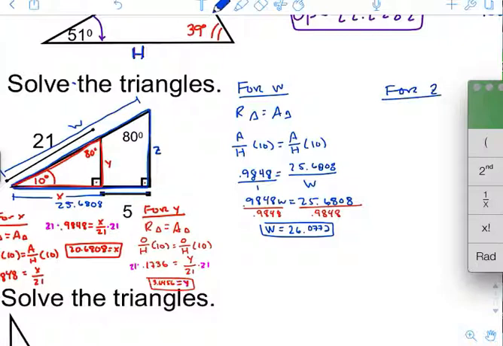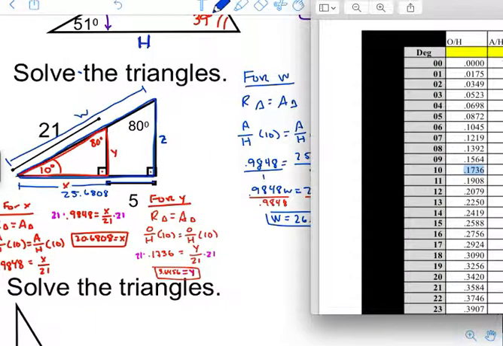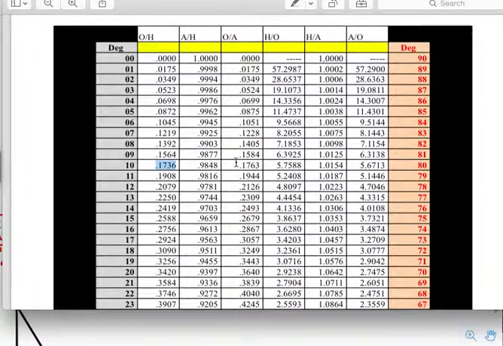For Z, now again, I'm going to use 10 degrees. I'm going to use the bottom, which is my adjacent, but now Z is actually my opposite. So reference triangle equal to actual triangle. Opposite over adjacent for 10 degrees should be the same as opposite over adjacent for 10 degrees. Now in my actual triangle, that's Z over 25.6808. Let's go to our reference sheet for opposite over adjacent for 10 degrees: 0.1763.